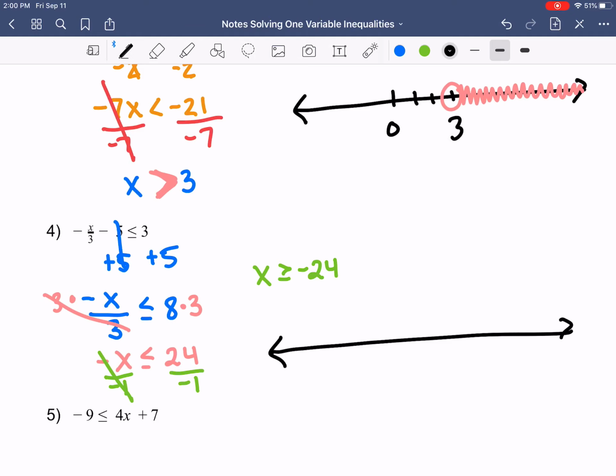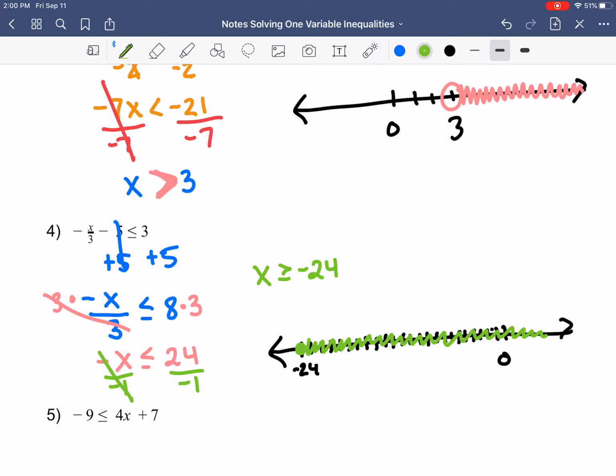So I'm going to put 0 over here, and then negative 24, I'll count by 1s. 1, 2, 3, 4, 5, 6, 7, 8, 9, 10, 11, 12, 13, 14, 15, 16, 17, 18, 19, 20, 24. Negative 24. And it says x is greater than or equal to negative 24. So it's a closed circle at negative 24. And it's greater than, which means that we shade to the right.